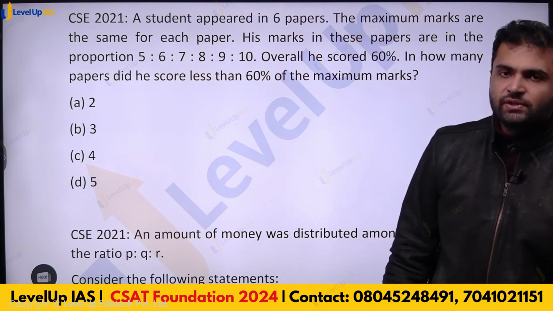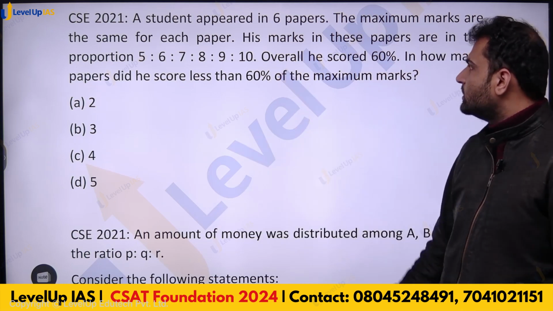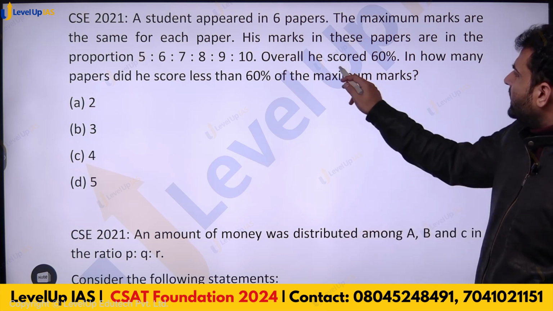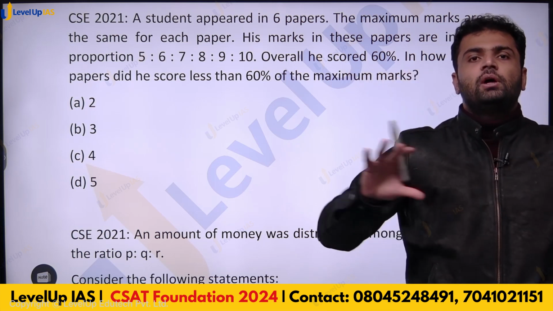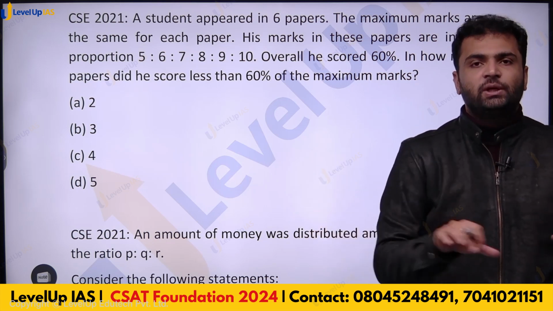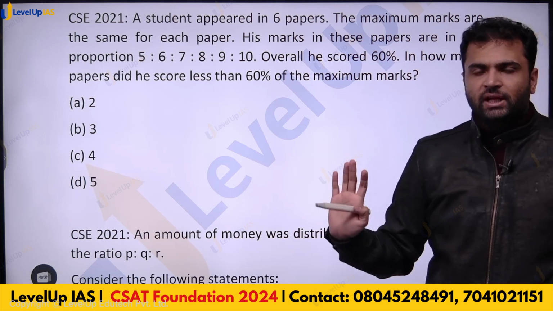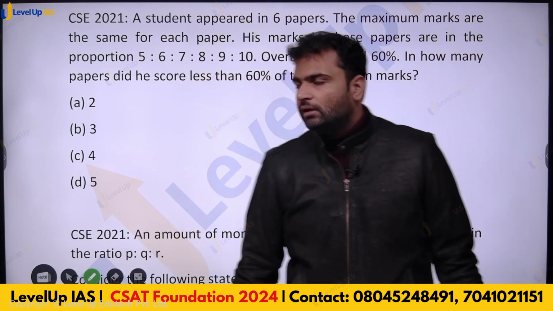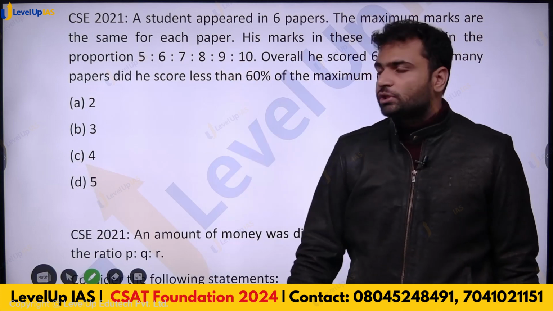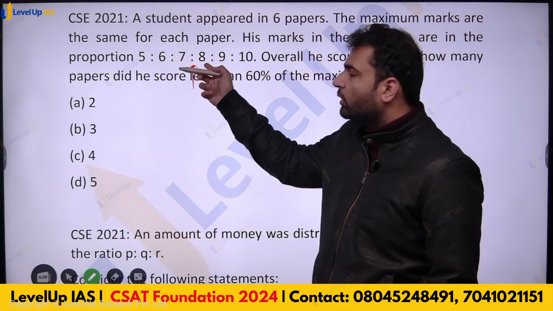So he has given 6 papers, and the marks he obtained are in this proportion, and overall he scored 60%. So the sum of marks he got in all 6 subjects divided by the maximum marks, into 100, is actually 60. That is given. So what is the average that he will get? Where will it lie in this proportion? Will it not lie somewhere here, at the 7.5 proportion?